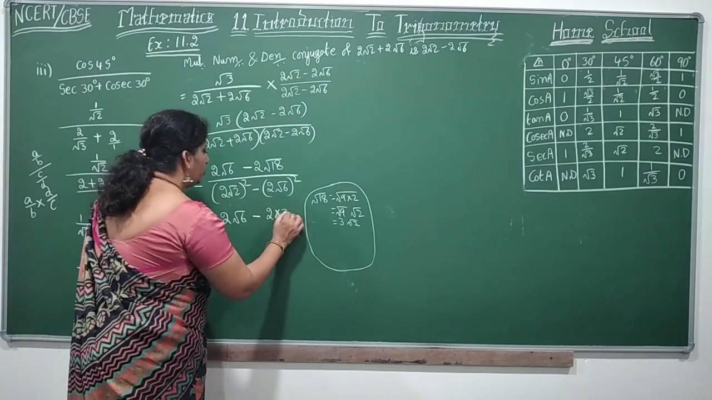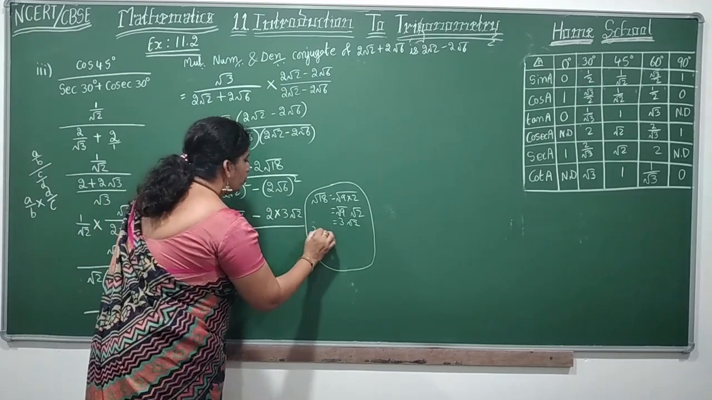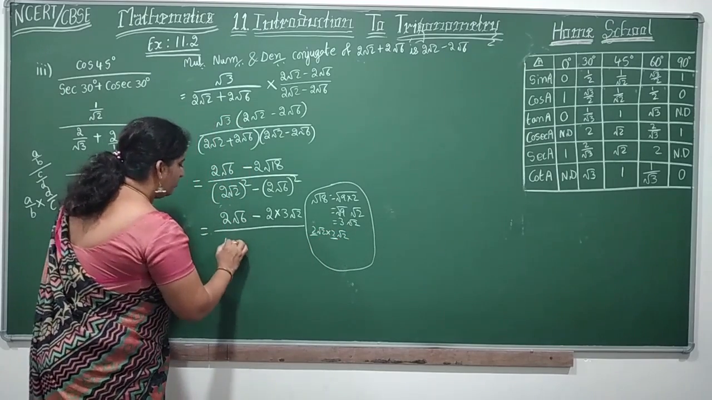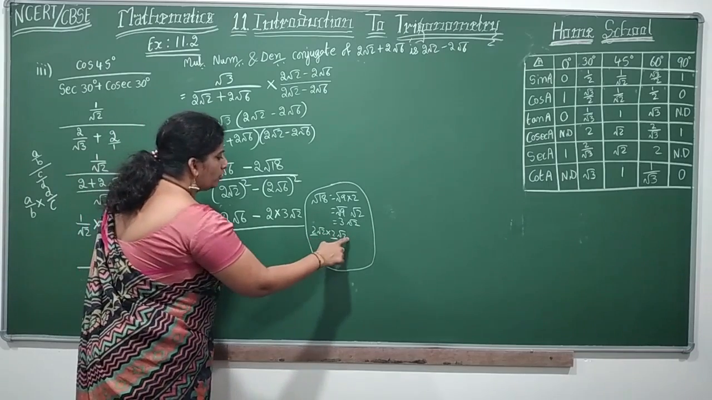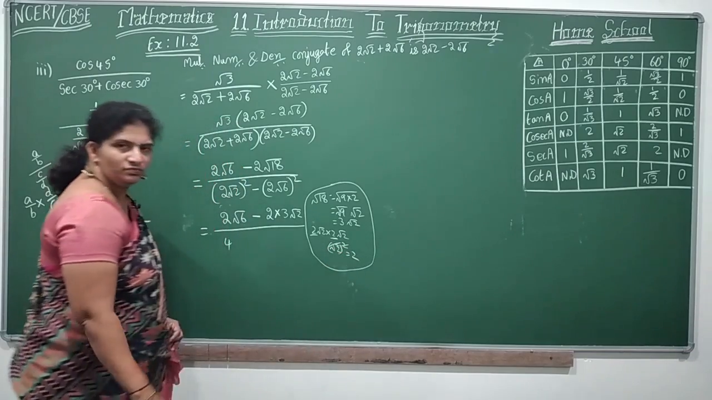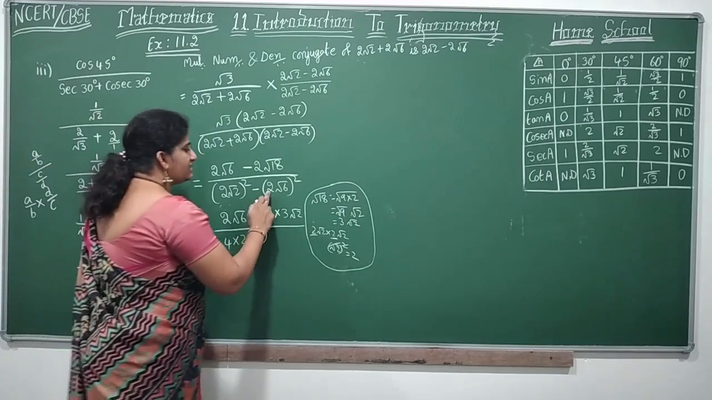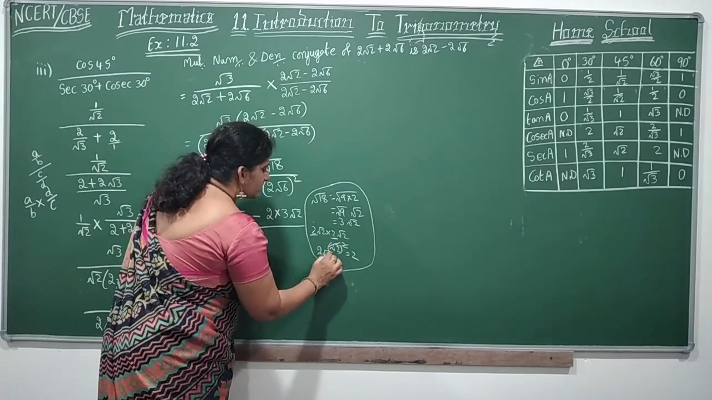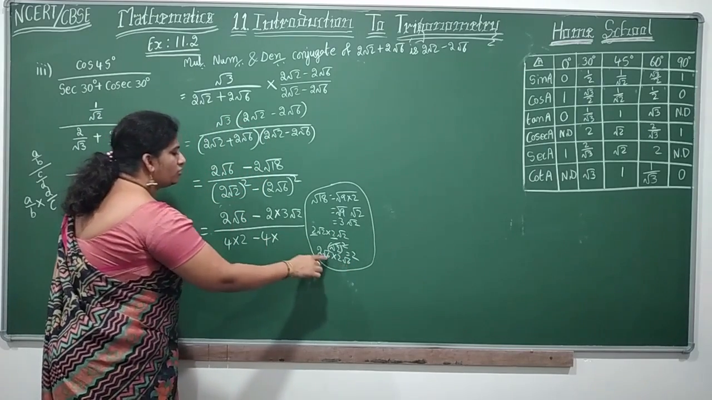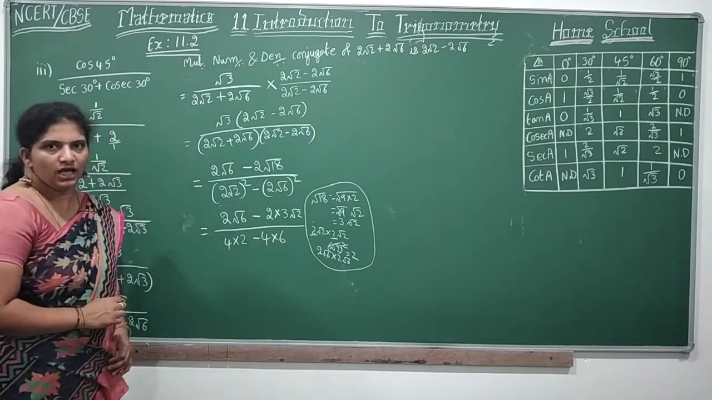Now, 2 into 3 root 2 by, here, look here, 2 root 2 into 2 root 2. What happens here? 2 into 2 will be 4. Okay? Root 2 into root 2, what happens? Root 2 whole square, square root cancels. It will be 2. Okay? 4 into 2 minus. Again, same pattern. 2 root 6 into 2 root 6. 2 into 2 will be 4. Root 6 into root 6 will be root 6 whole square. That will be 6. Okay?